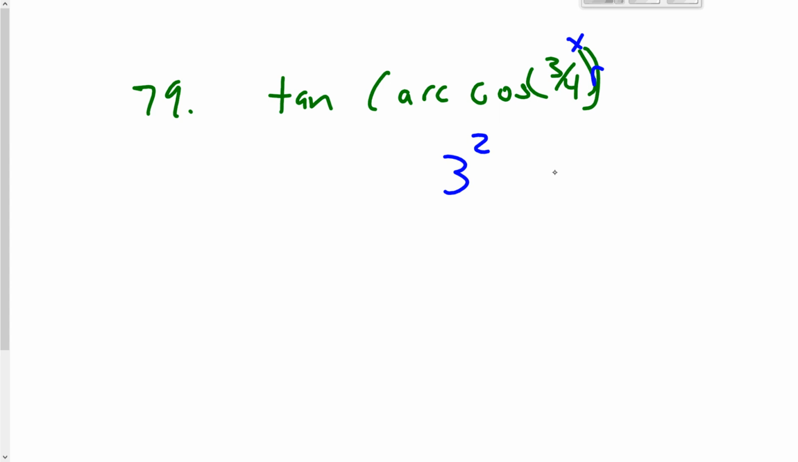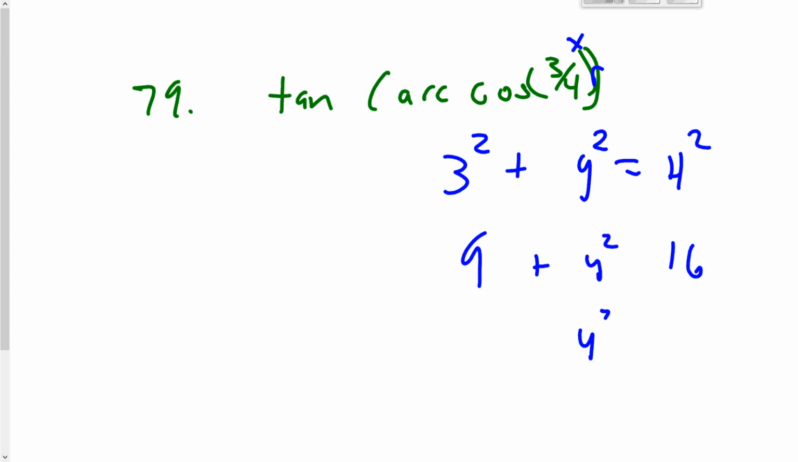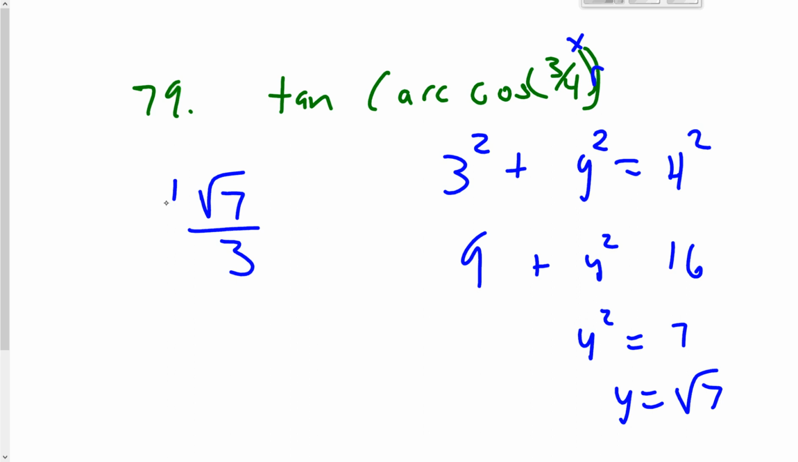Okay, so we've got to square this. We don't know what y is. We're adding to get there. And then we have our r squared, which is 4 squared. So 9 plus y squared equals 16, so y squared equals 7. So square root 7 is y. So there we go. So now we find tangent. Tangent is y over x. So that would be root 7 over 3, and it's plus or minus, because we don't know what quadrant that is in. Okay, so there would be number 79 for you.